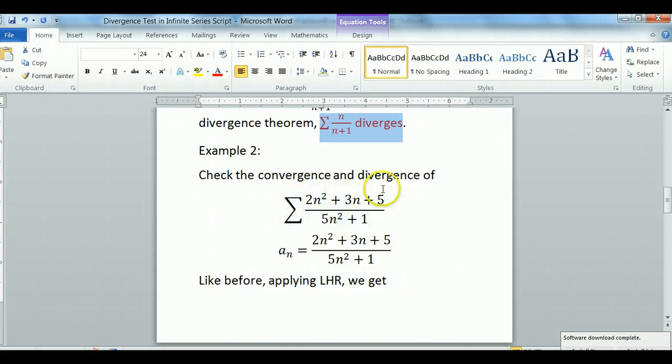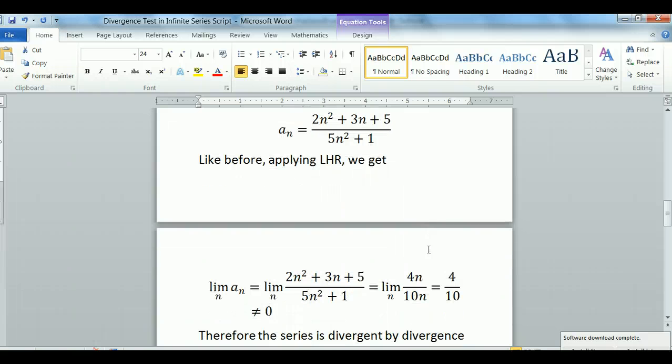Now for my second example, let's look at another series. It's a little bit more complicated, but don't worry. So you want to check the convergence and divergence of this series.